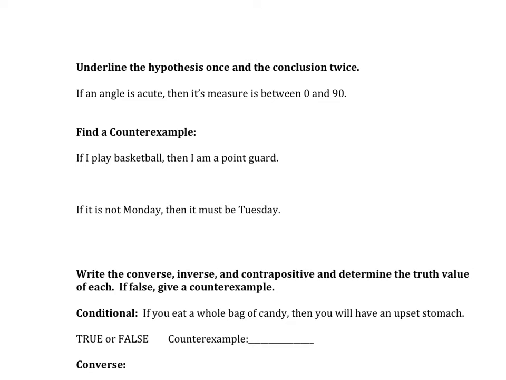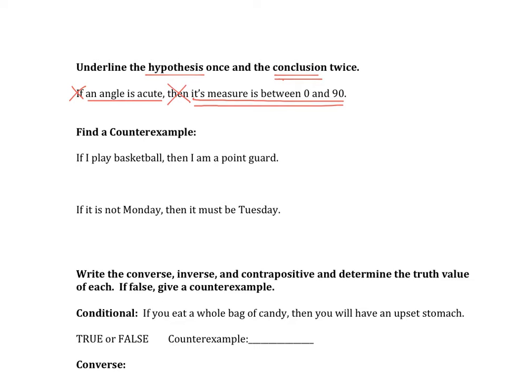So here we go. First thing you're going to do on the test is tell me what's a hypothesis and what's a conclusion. So they tell you underline the hypothesis once and the conclusion twice for each statement. So for this first one, if an angle is acute, then its measure is between 0 and 90. Your hypothesis is the if portion, but not including the if. So your hypothesis would be an angle is acute, and your conclusion would be, so double underline this, its measure is between 0 and 90, okay? And notice I didn't underline the if, I didn't underline the then, so leave those ones off.